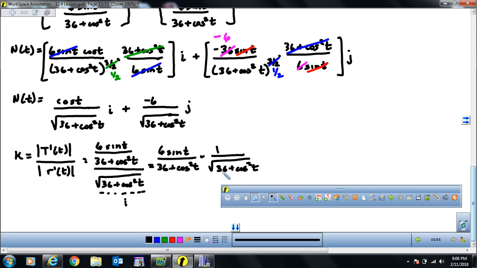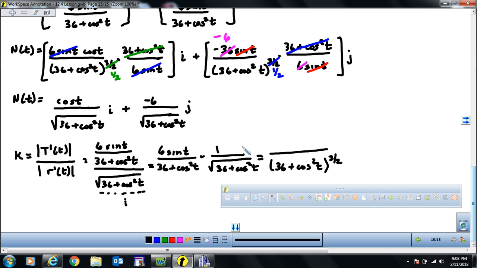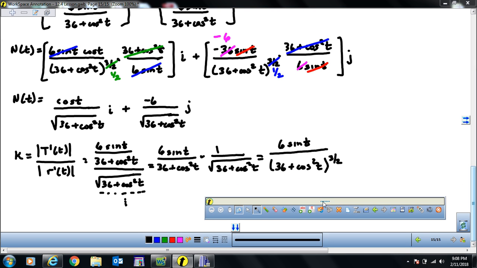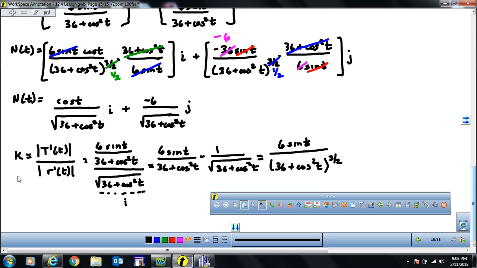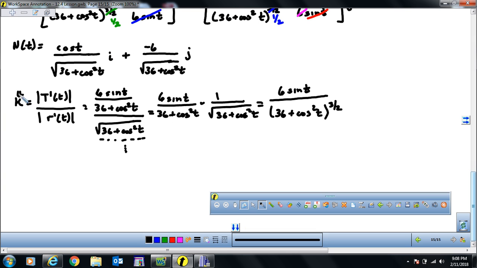Remember that the square root of 36 plus cosine square of t means 36 plus cosine square of t to the 1/2 power times 36 plus cosine square of t to the 1 power. I just add the powers. That is going to be the same as 36 plus cosine square of t, 1 plus 1/2 is going to be 3/2. And then on the top, 6 sine of t times 1 would be 6 sine of t. This is going to give us the curvature along any given value of t, in terms of the parameter t. But now we need to find the curvature at t equals pi over 2.